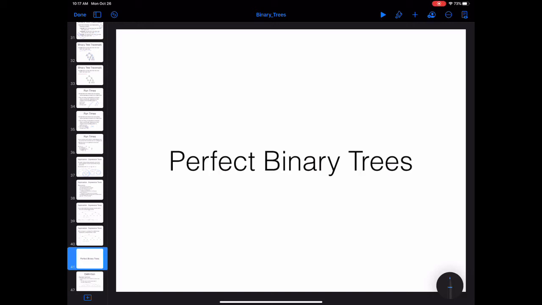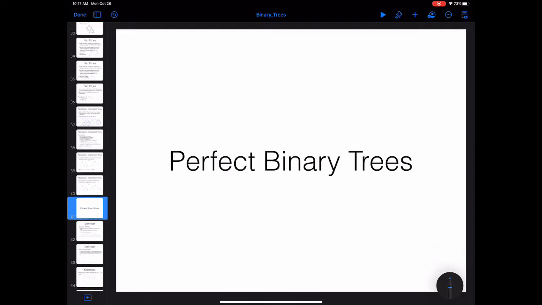Hello everyone. So in this video I'm going to talk about properties of binary trees. We are going to see a couple of definitions and some theorems. All of these are going to help us to analyze the time complexity of different methods related to binary trees that we will see in the upcoming weeks.